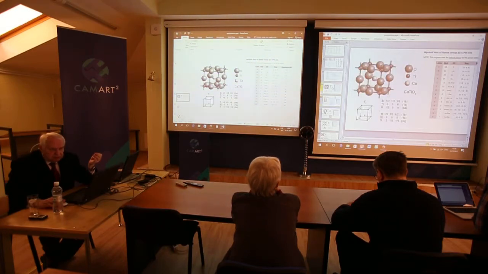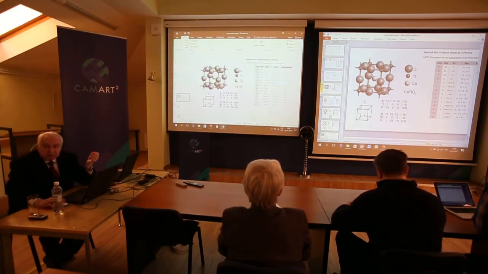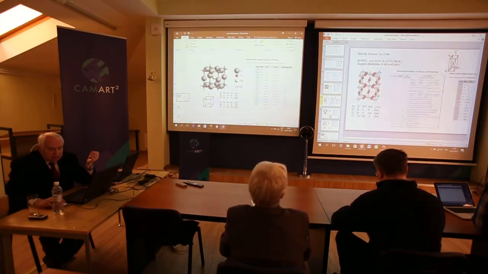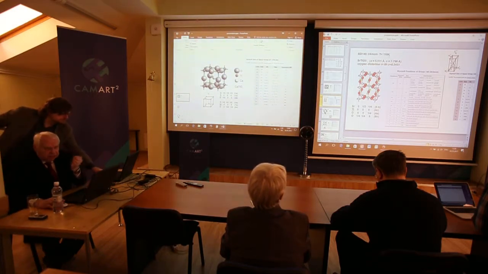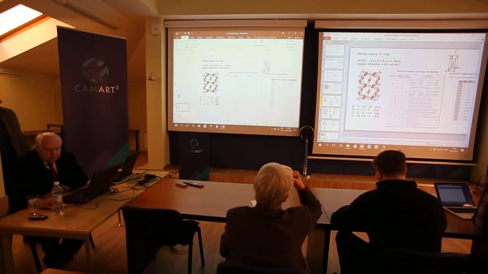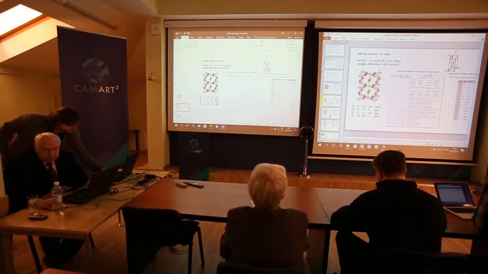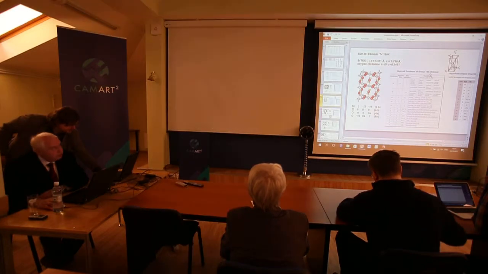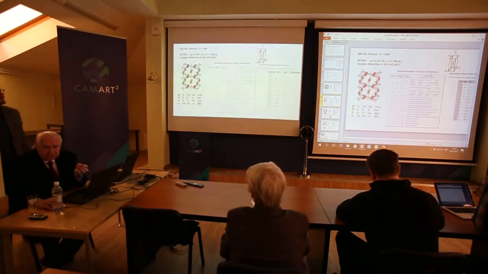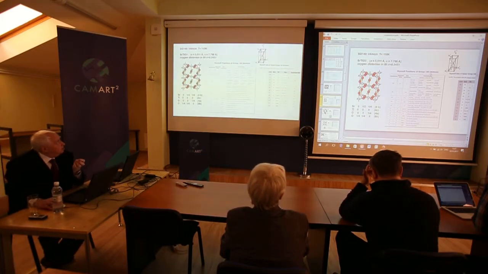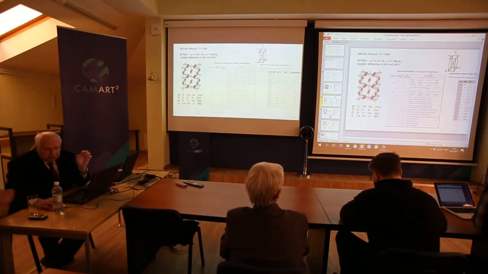But this is the well-known cubic perovskite structure, which is the high temperature structure. It is well known that at temperatures less than 110 Kelvin, this structure is distorted. The unit cell is 2 times larger, and in this case you have another space group. This is body-centered. I already told yesterday that F is face-centered, I body-centered, P simple, and there is also base-centered.